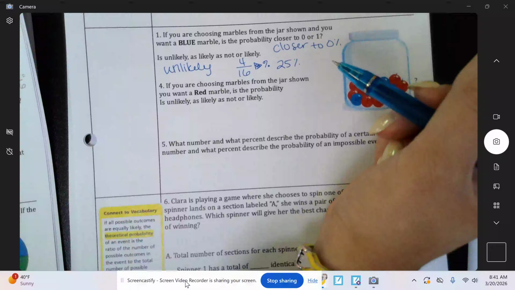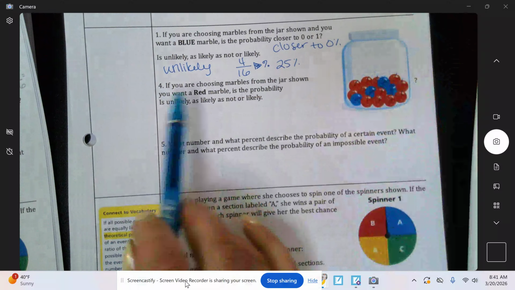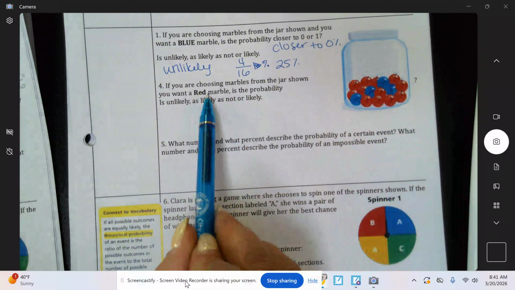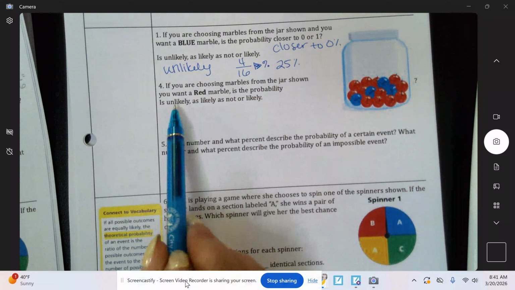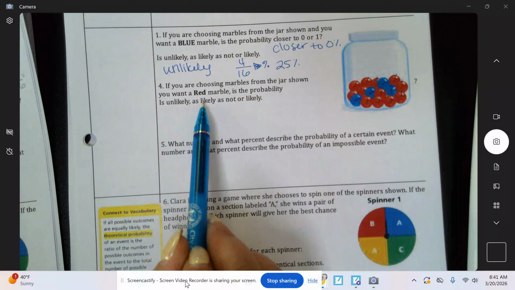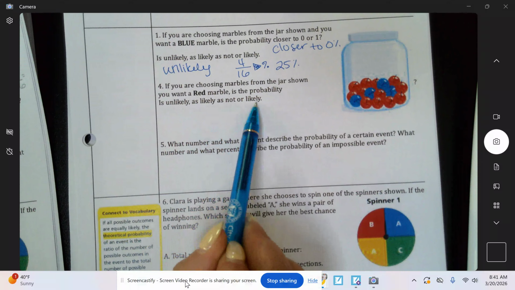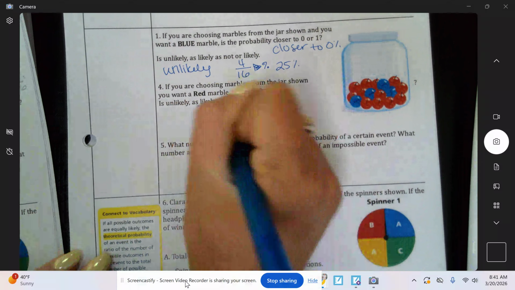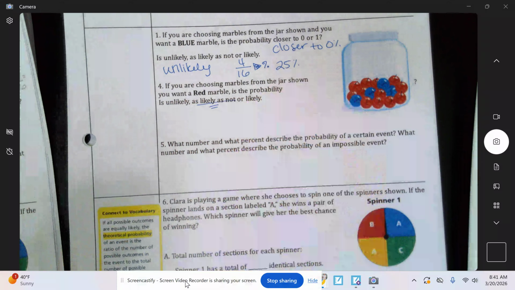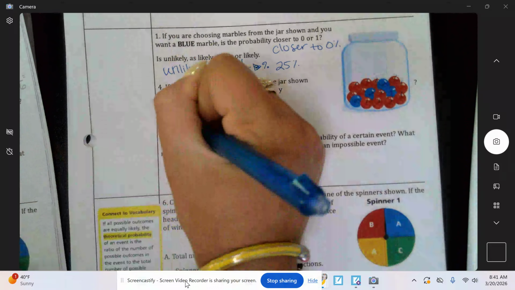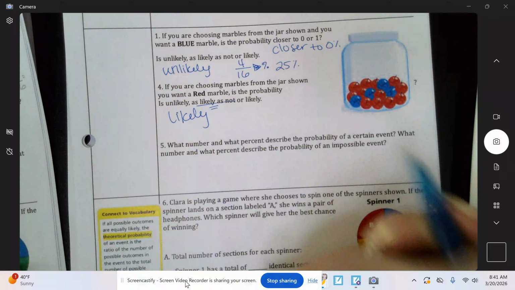Alright, if you are choosing marbles from this jar shown and you want a red marble, is the probability unlikely, as likely as not, or likely? I think this is supposed to mean equally likely. Likely, I think. Picking red, likely. We could do the math behind it.